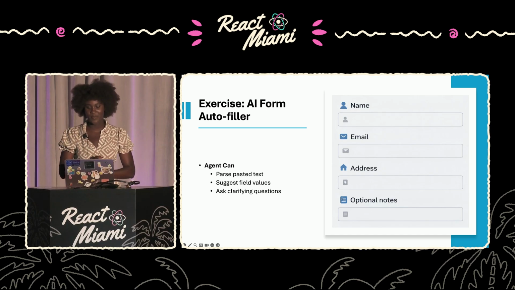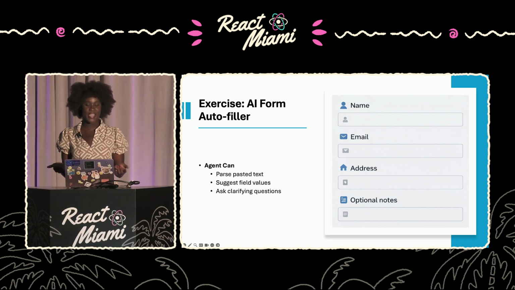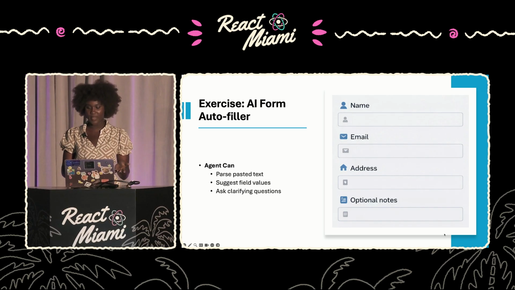So now that you've completed a crash course on agents and state machines, let's do a little exercise together. I want to make sure you guys have been paying attention. Let's design an agent together. So imagine a form like this, and the user pastes in some messy text, maybe an email or a note, and the agent helps fill in the fields and asks questions when it's unsure, but it never submits the form on the user's behalf.